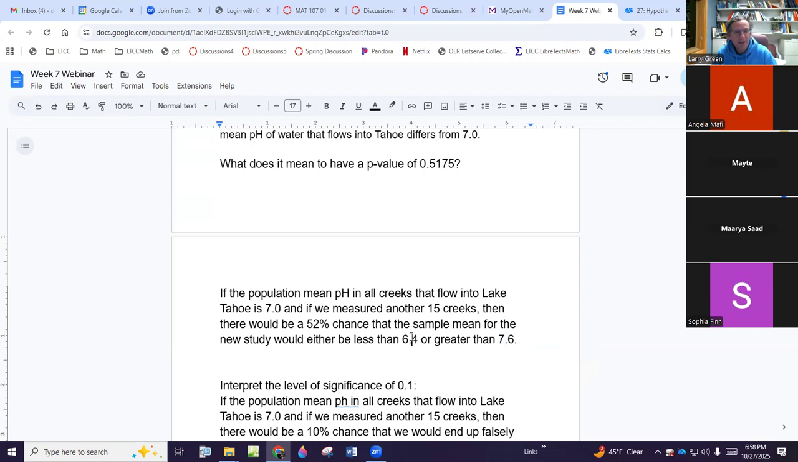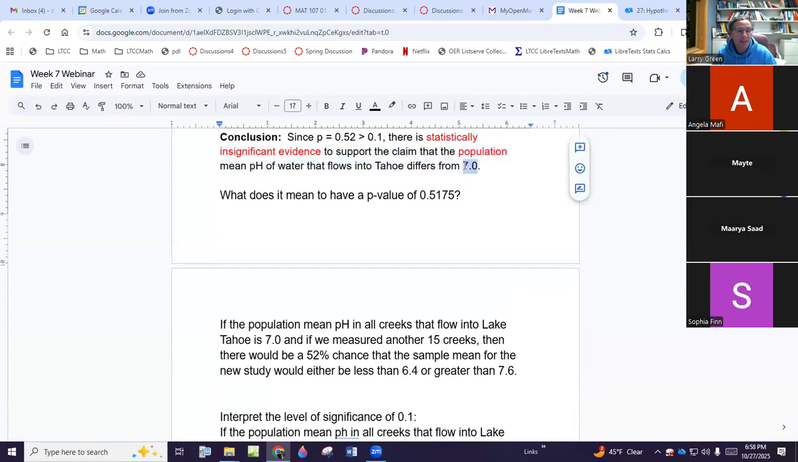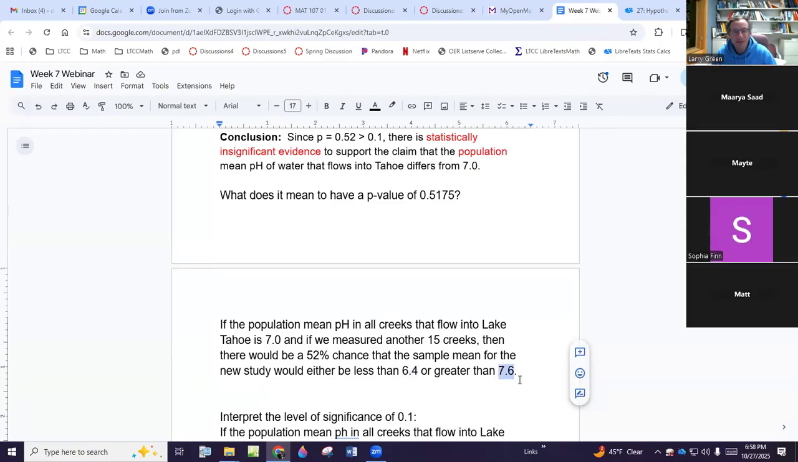Okay, the idea is 6.4 was 0.6 less than 7. That's how far away on the left we were from 7. We were 0.6 away from 7. So if we're 0.6 on the left, then the right would be 7.6 because 7 plus 0.6 is 7.6. 7 minus 0.6 was 6.4.